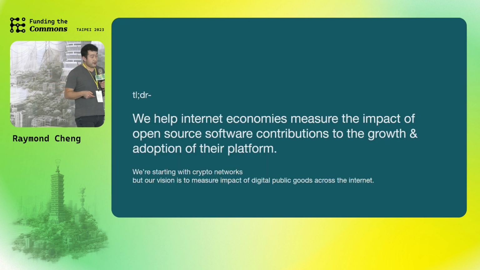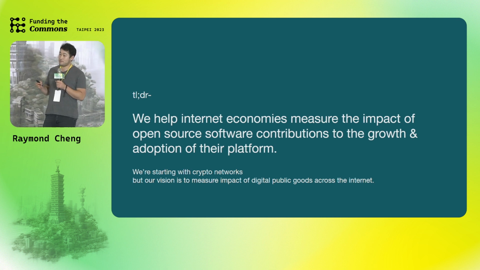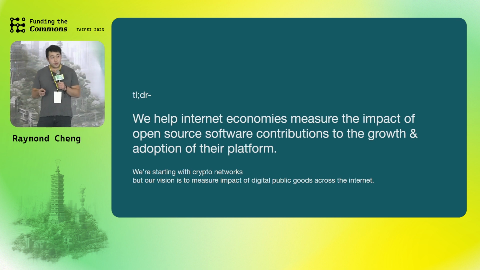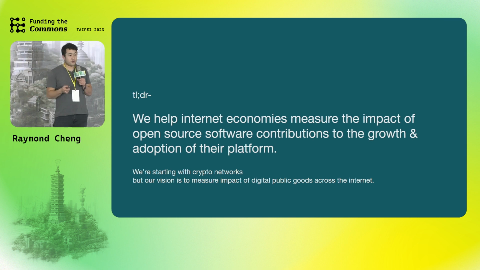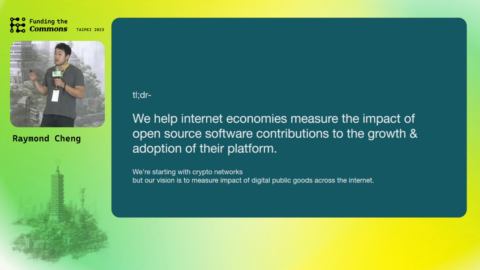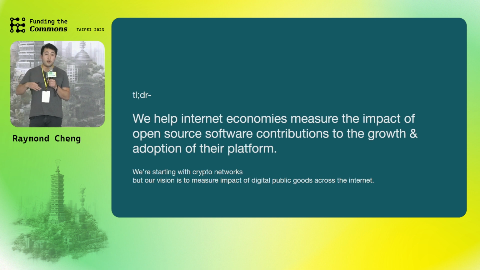So with Open Source Observer, we're trying to build a tool that helps internet economies measure the impact of open source contributions to the growth and adoption of their platform. As of today, we're predominantly focusing in the short term on crypto networks, predominantly because it's much easier to measure. We can take a look at open source software contributions on GitHub. We can see where these open source libraries exist in the software supply chain, basically the dependency tree. And in the crypto world, we can actually also see all user analytics because transactions are entirely on chain.